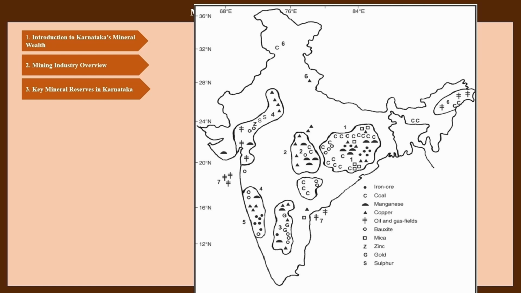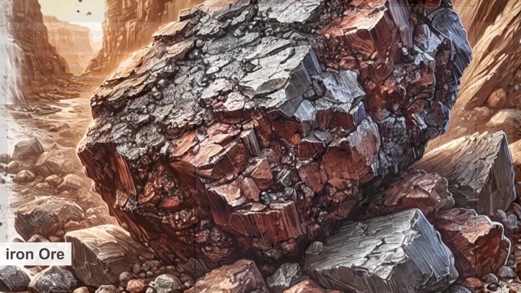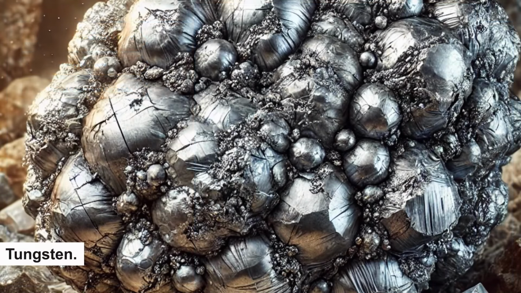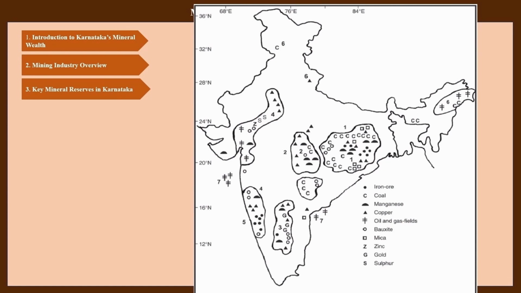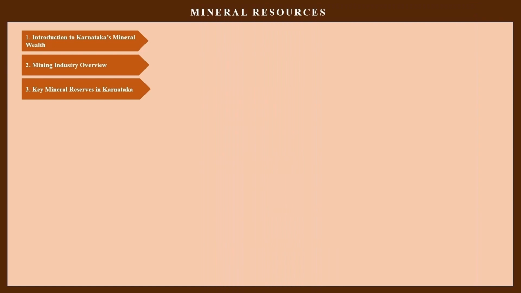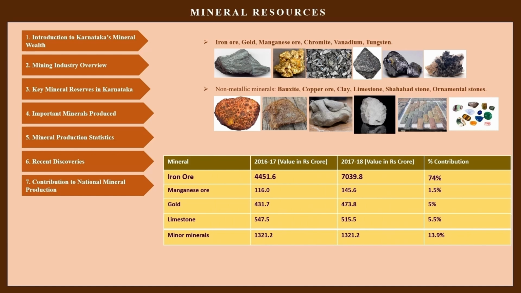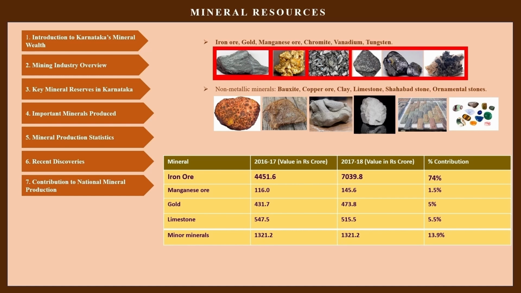So basically, we have some rich mineral resources in Karnataka. Some of them to remember are iron ore, vanadium, tungsten. So these are the reserves that are present in Karnataka. But what is the production level? Which are the important minerals produced in Karnataka? The first row here are the metallic minerals. It includes iron ore, gold, manganese, chromite, vanadium, and tungsten, the important metallic minerals produced in Karnataka.